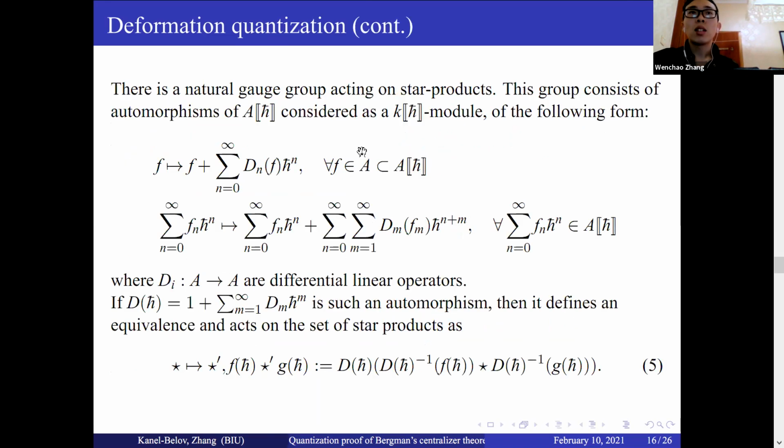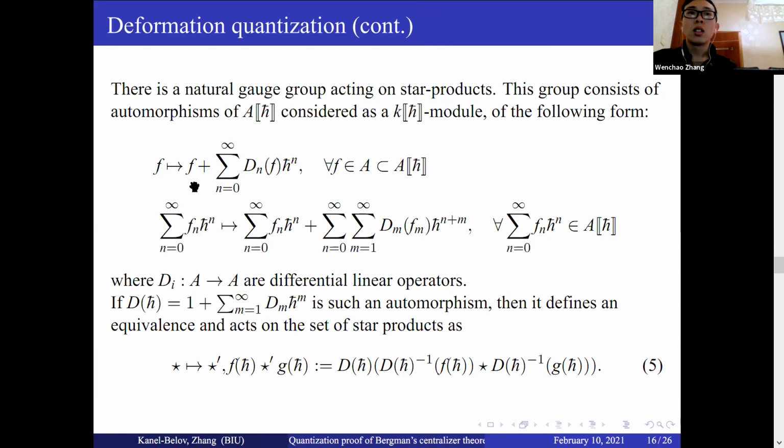And we will show that there is a natural group acting on this star product. The group consists of the automorphisms of A[[h bar]] considered as a K[[h bar]]-module of the following form. We send f to f plus a summation of D_n(f) h bar to the n, where the D_n are differential linear operators.